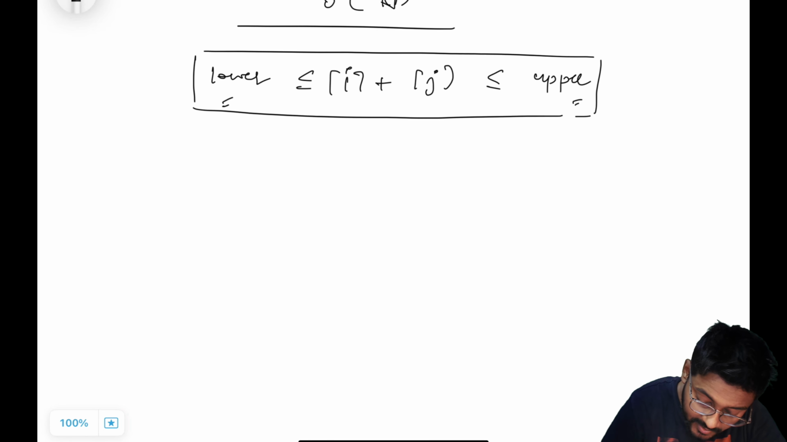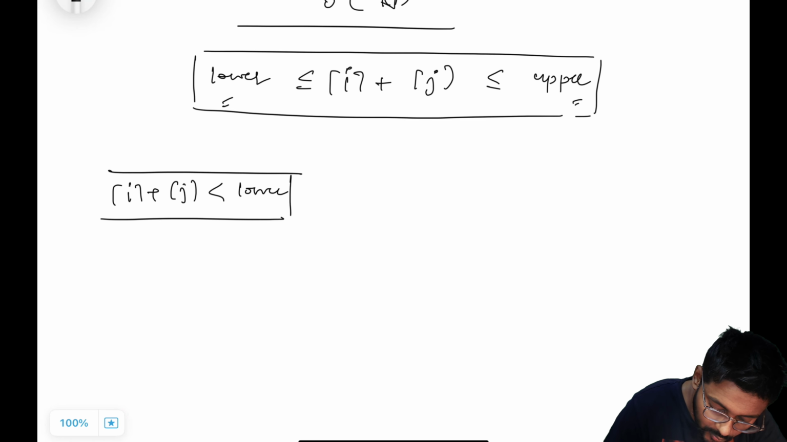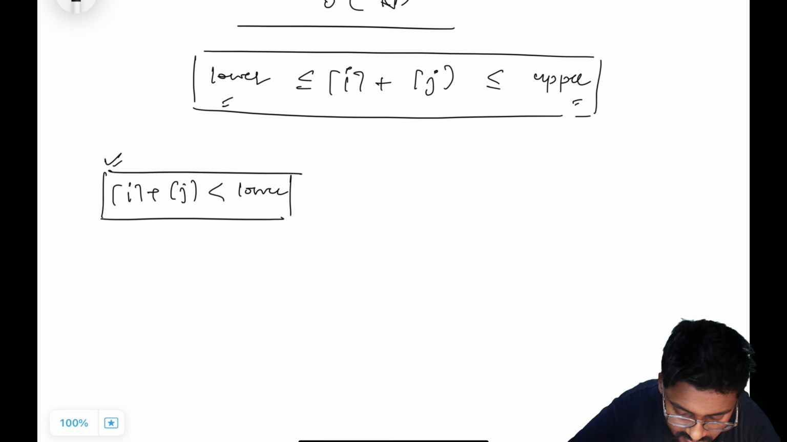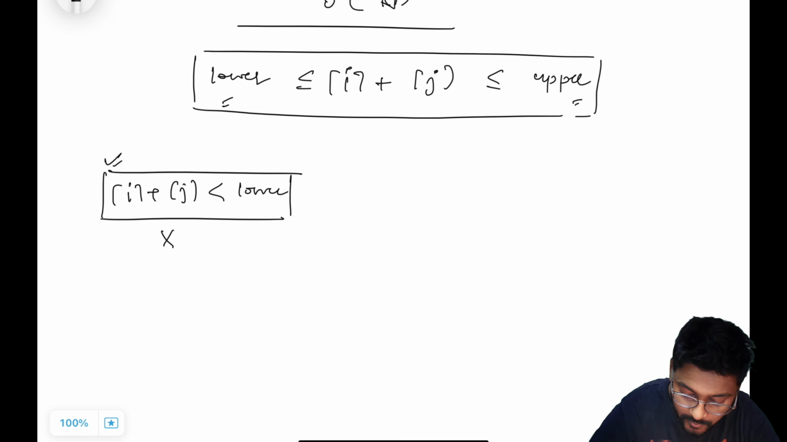And for a single one, what I can do is, if the value at i plus value at j is less than lower, so for all the pairs satisfying this condition, do I have to consider that in the answer? No. So they are not useful for me.